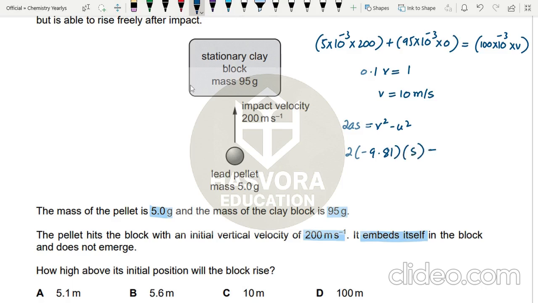And do we have the final speed? It is going to be 0 because it is the maximum height, and we know the initial speed, which is 10 meter per second. So now let's calculate this. This will become 5.091 meter. So the closest option for your height is 5.1 meter. So this is not meter per second, only meter. Okay, so A will be your option for this question.